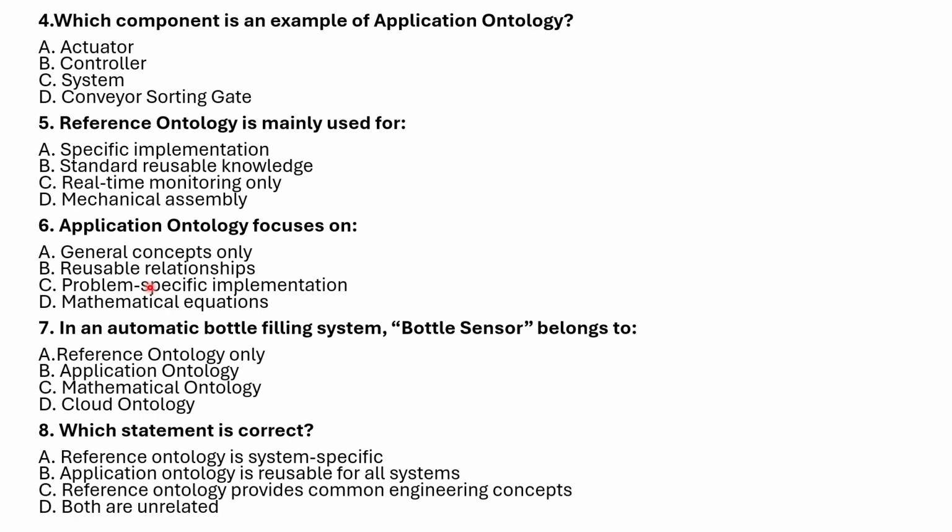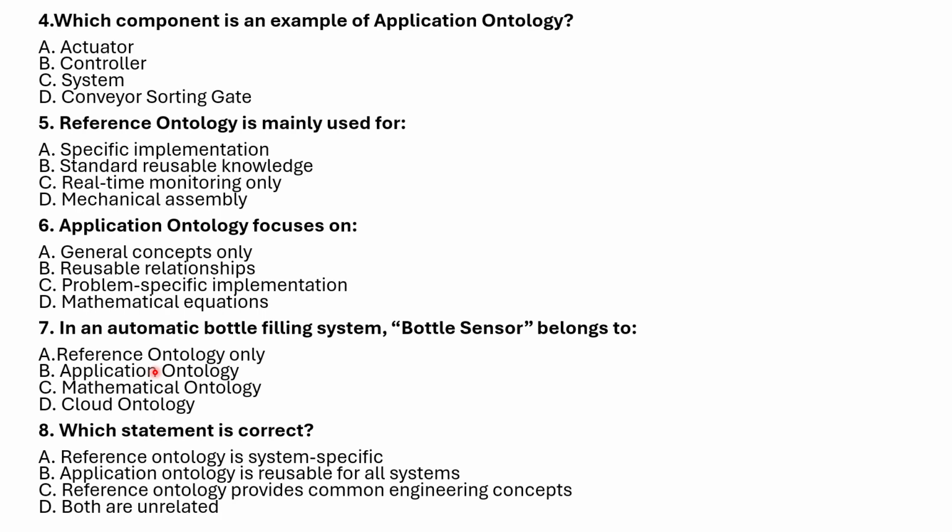So the seventh question, in an automatic bottle filling system, the bottle sensor belongs to. The options for this are reference ontology only, application ontology, mathematical ontology, and cloud ontology. The answer is B, because in the bottle filling system, the bottle sensor is a specific, it's an application specific name, so it suits application ontology.